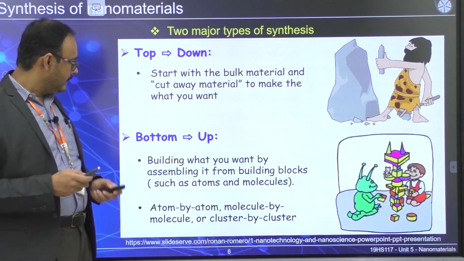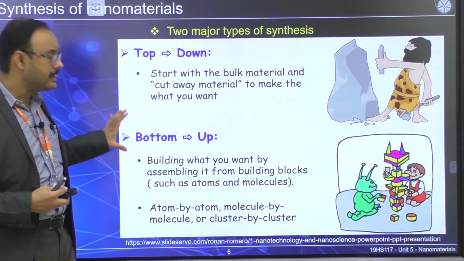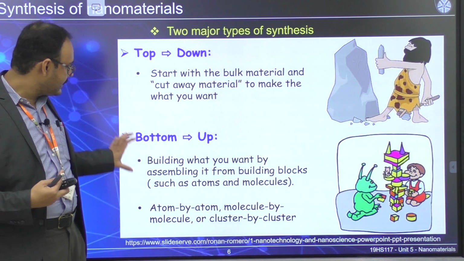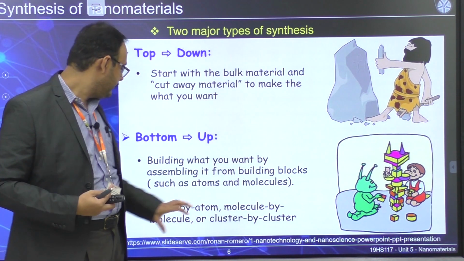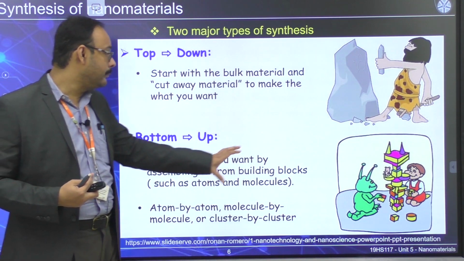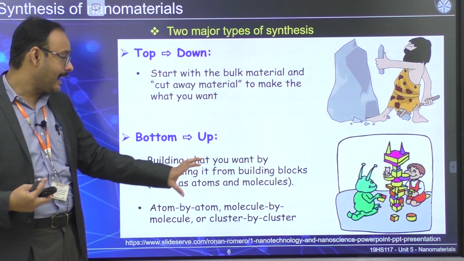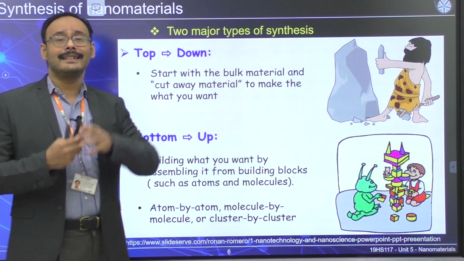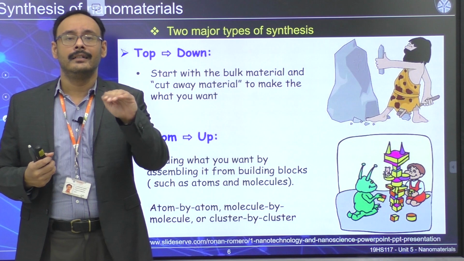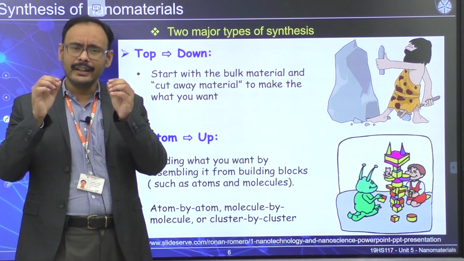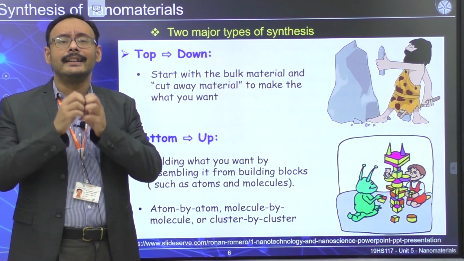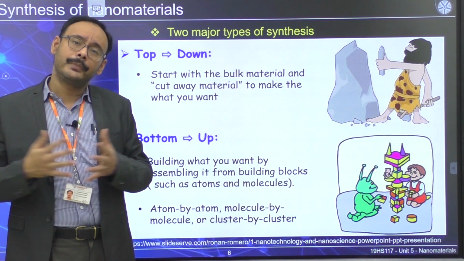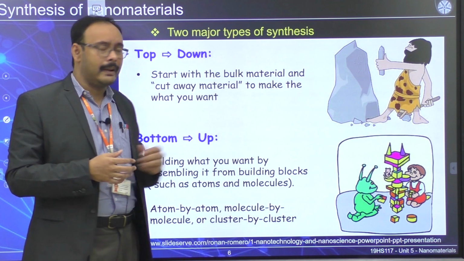What about the second one? The second one is called the bottom-up approach, a reverse of the top-down approach. In this case, you build what you want by assembling it from building blocks such as atoms or molecules. We already know nanomaterials are still bigger than atoms and molecules, right? If you can start putting atoms together in such a way that you reach the nanoscale, then that kind of approach will be called the bottom-up approach.